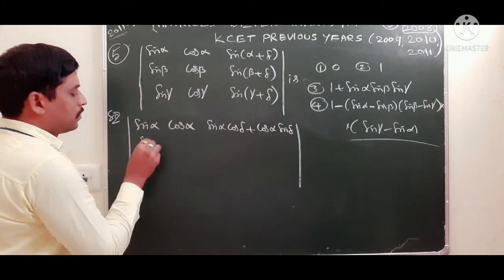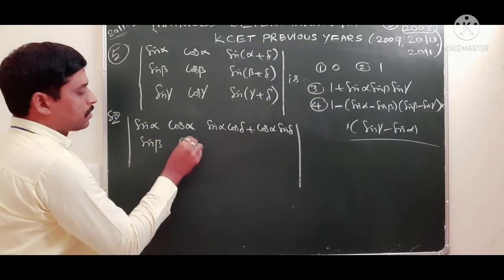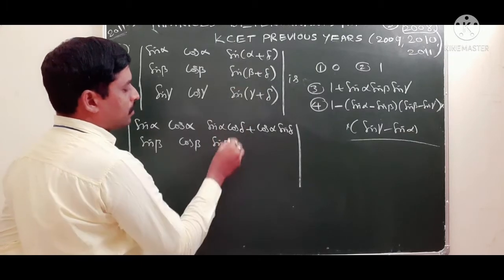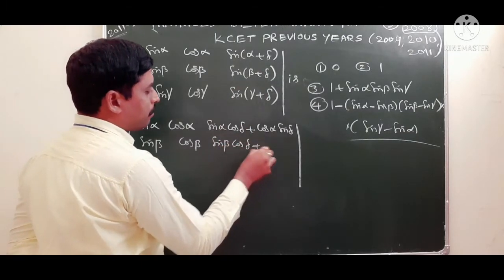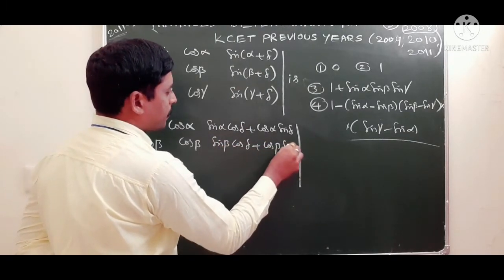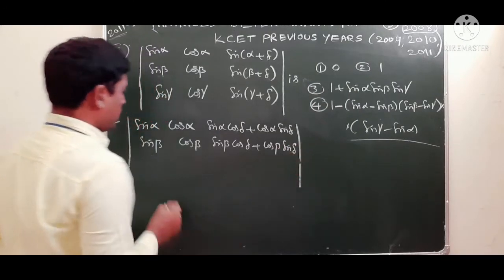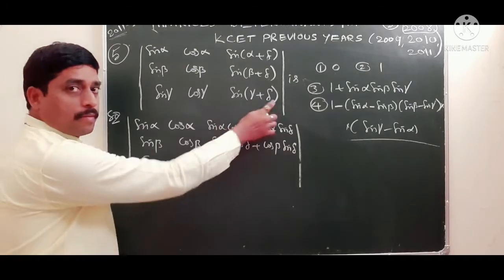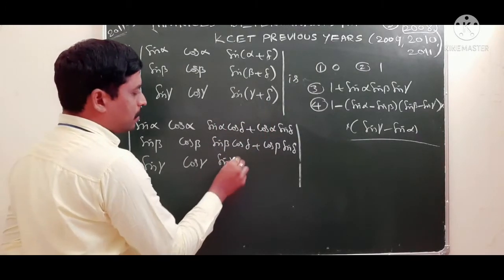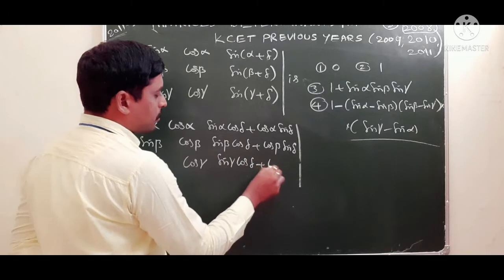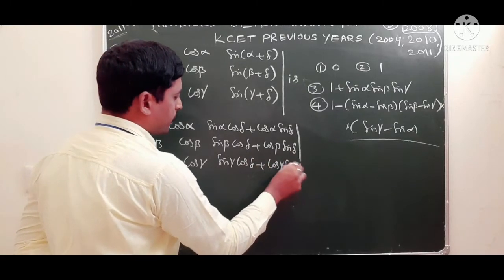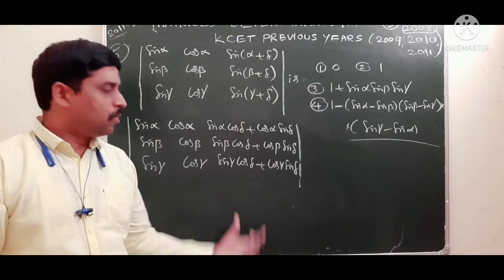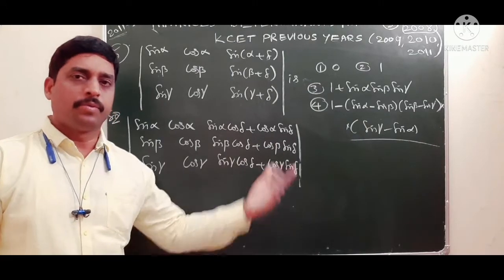So similarly, the second row also: sin beta, cos beta, and sin(beta plus gamma), we have sin A cos B plus cos A sin B. Next row: sin gamma, cos gamma, sin(gamma plus delta), sin gamma cos delta plus cos gamma sin delta. So by using that property, one determinant can be expressed as a sum of two determinants.